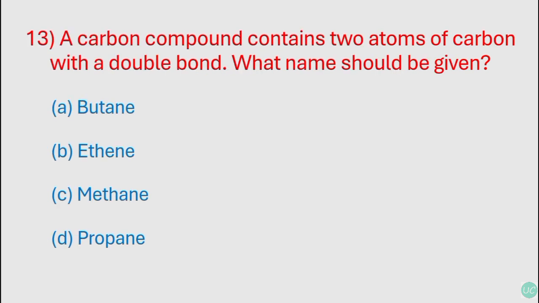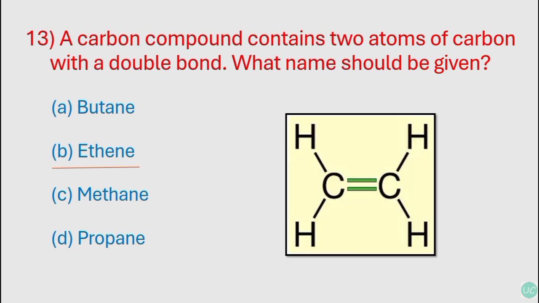Next question is, a carbon compound contains two atoms of carbon with a double bond. What name should be given? As there are two carbons and between them there are two bonds, obviously it is an alkene, and when there are two carbons then it is ethene. So the correct option over here is ethene.